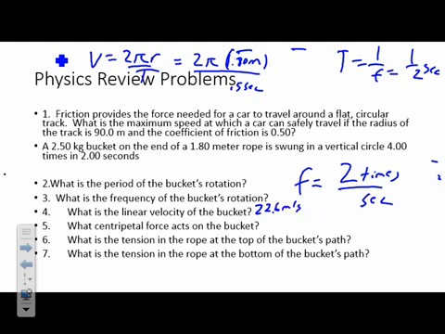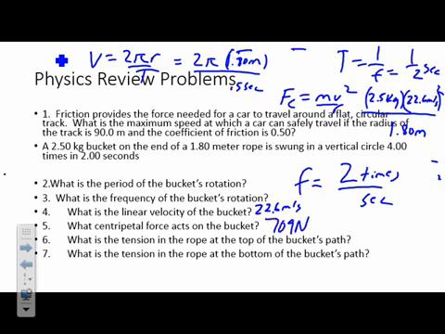Centripetal force, again we know, is Fc equals mv squared over r. So the mass of our bucket is 2.5 kilograms. Velocity, it's the linear velocity, 22.6 meters per second. You got to square that. And we want to divide that by r, which again, length of our string is 1.8 meters. So if we do the math, I'm getting about 709 for the centripetal force. 709. That's newtons.